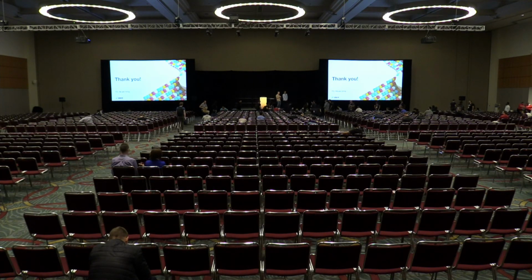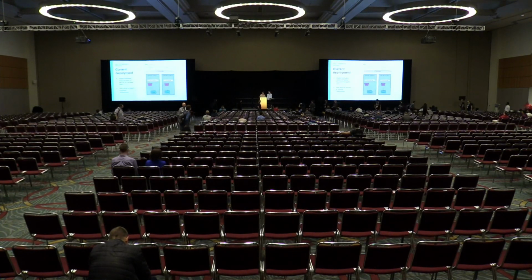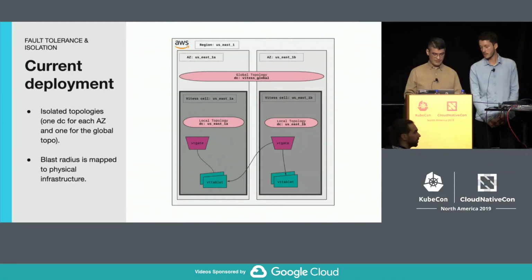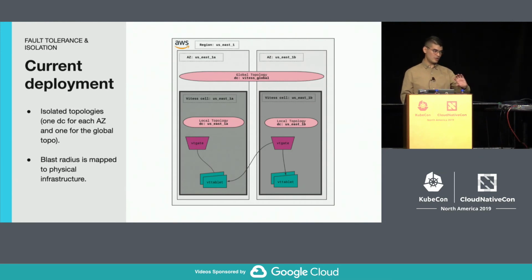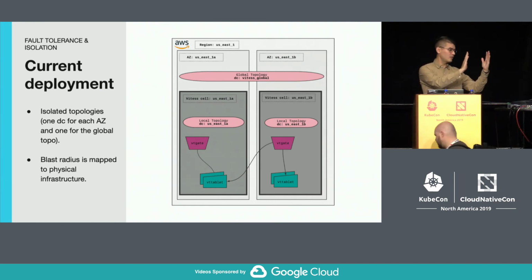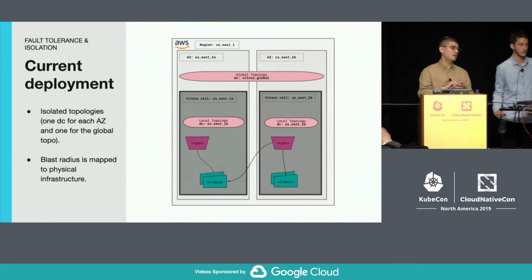Could you step through the mapping of cells to availability zones on the new architecture, really quickly? Yes. In the new architecture, we deploy the global topology in the region across all AZs. Then we create cells for each AZ, and those cells map to Vitess cells, and within those cells we deploy all Vitess components. So the cell is the whole failure domain.